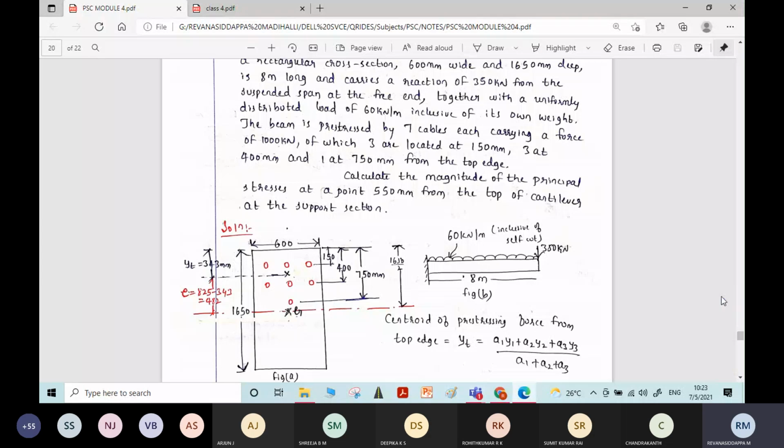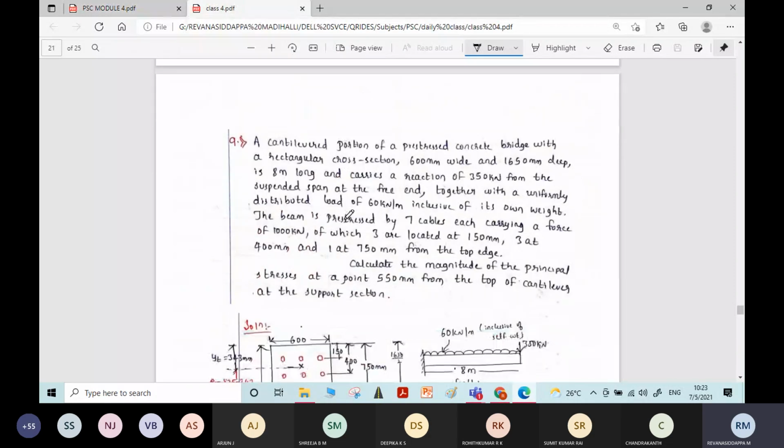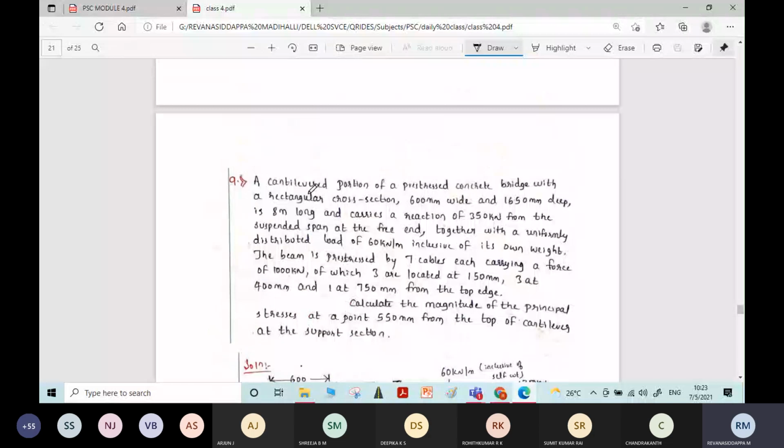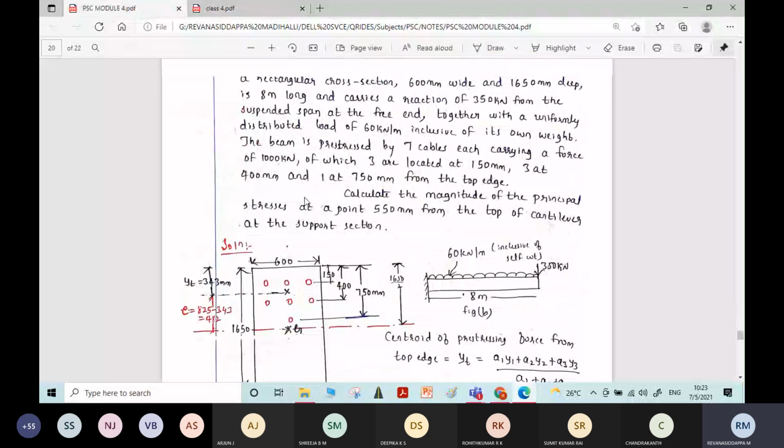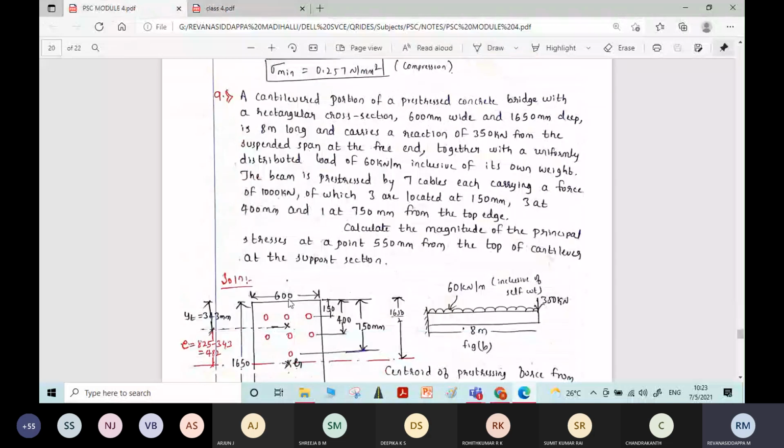Okay, we'll solve. So it is also a quite different problem. You just go through it. This figure is not given. I have written as per the parameters given. A cantilever portion of a pre-stressed concrete bridge. It is a cantilever beam. In all previous problems, it was a simply supported beam, but in this problem, it is a cantilever beam.